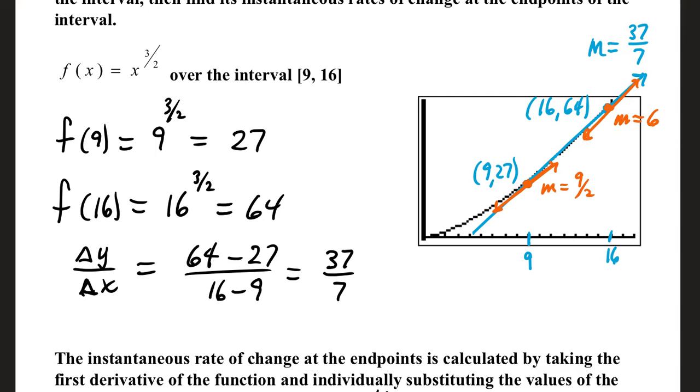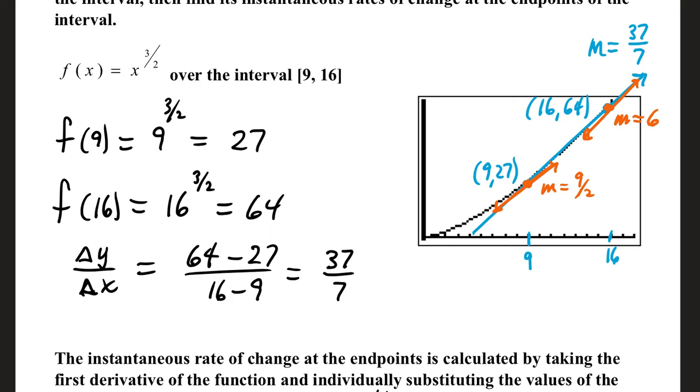In blue, I have drawn a line that goes through the function at 9 and 27. Recall that a point on a curve is the input and output paired up. So at 9, we had a function value of 27. (9, 27) is on the graph. We subbed in 16. We got 64. So (16, 64) is another point on the graph. When you draw a secant line through those 2 points, the slope of that secant line is 37/7.